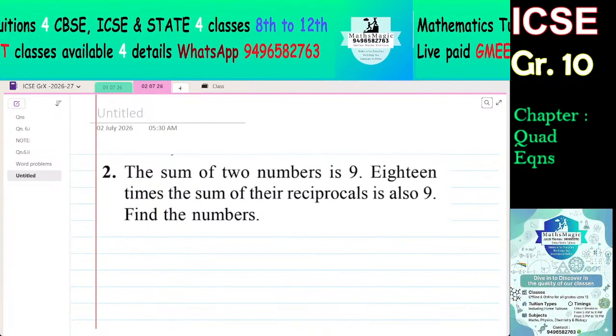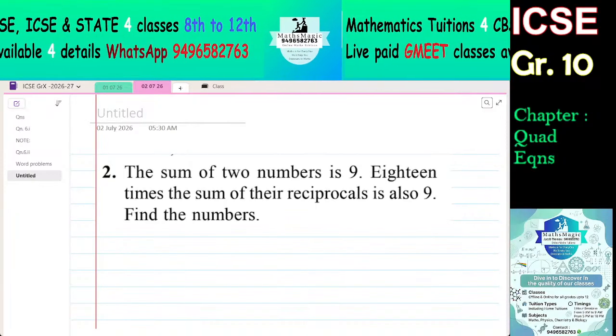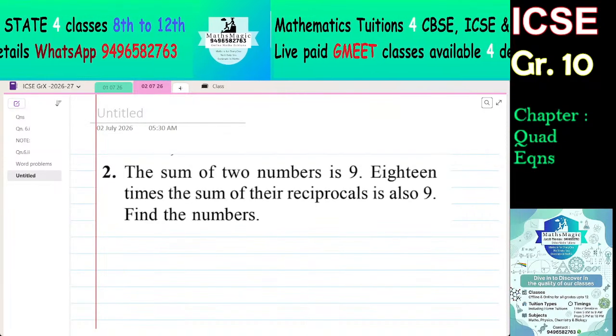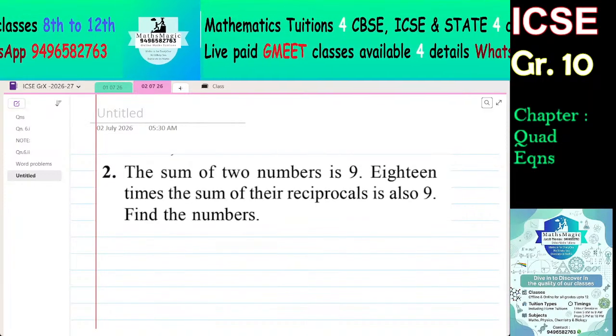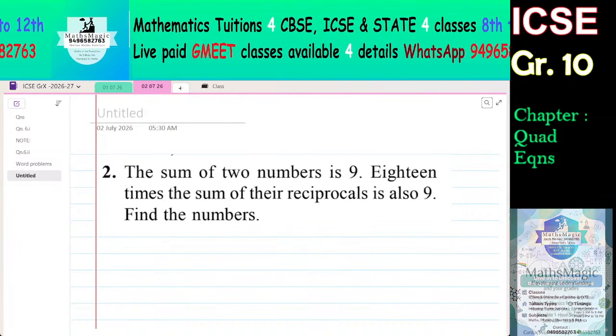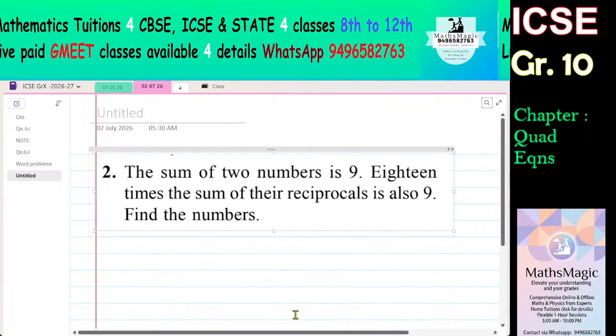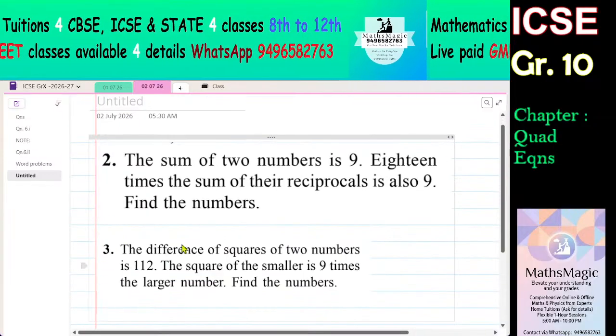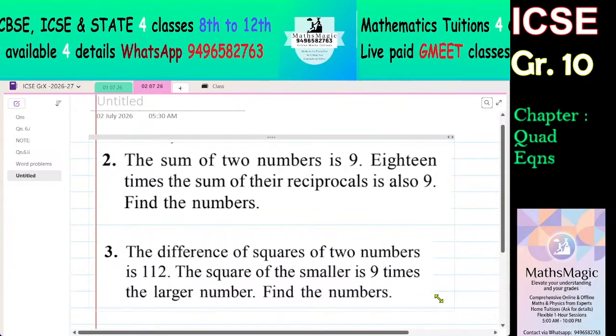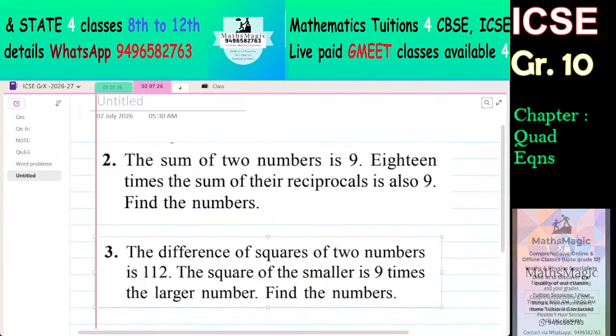Let others also complete these questions. I'll give you 1 or 2 questions on the board. You can attempt them yourself. There are 2 questions on the whiteboard. You can solve them.